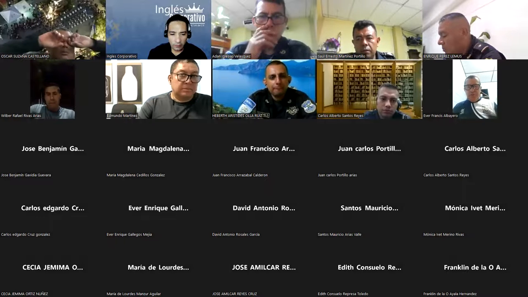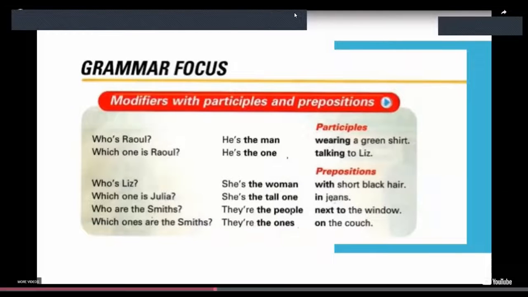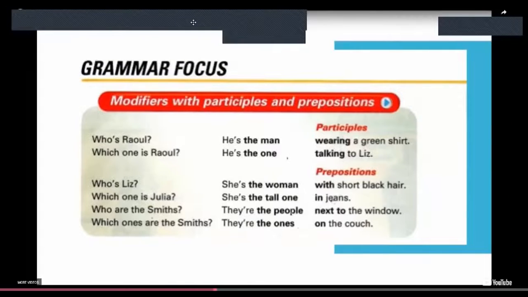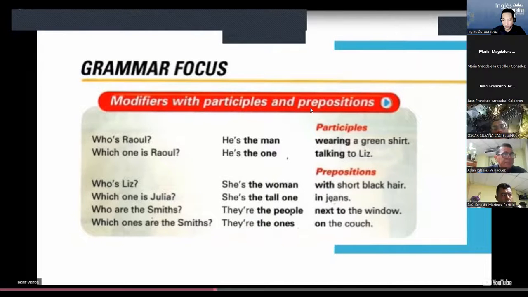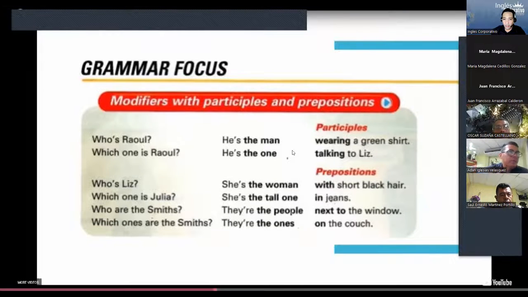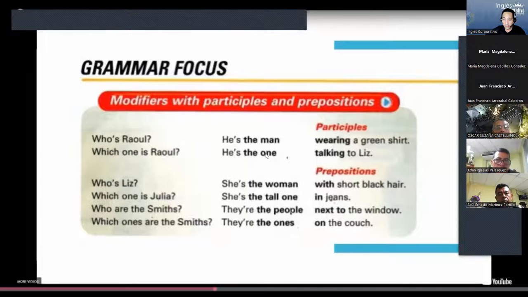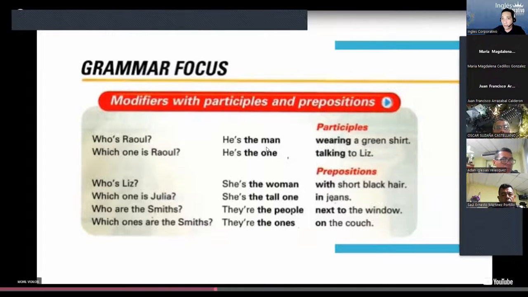Nice practice. Thank you for practicing. So tonight we also have to study modifiers with participles and prepositions. So first of all, what is a modifier, right? Okay, the man, the one, the woman, the tall one, the people, the ones, as you saw in the conversation. When you describe people, you have to identify the subject, right? So a modifier is that one.